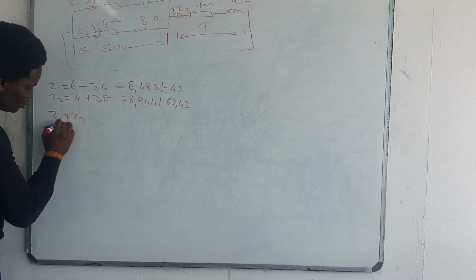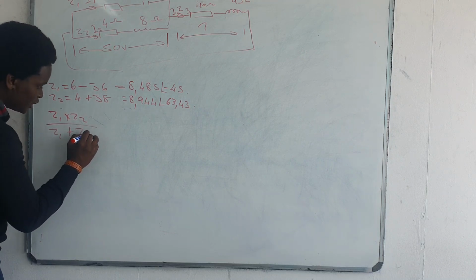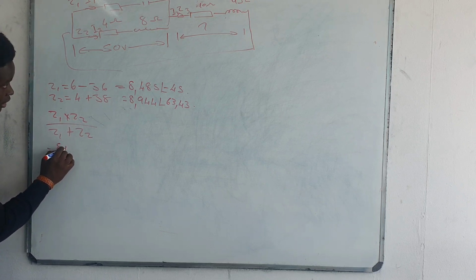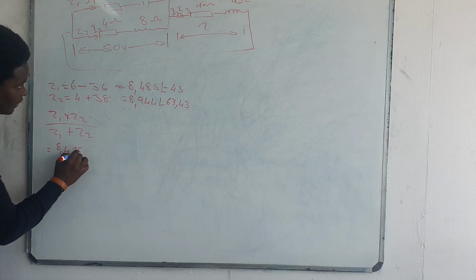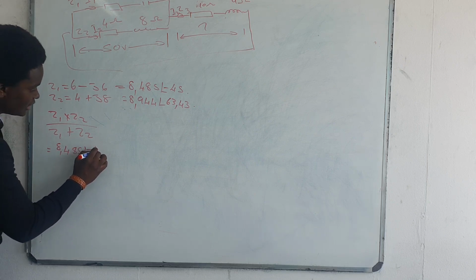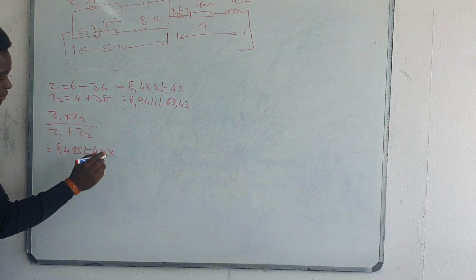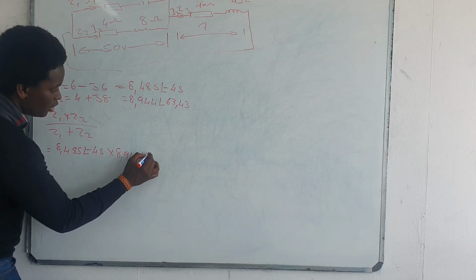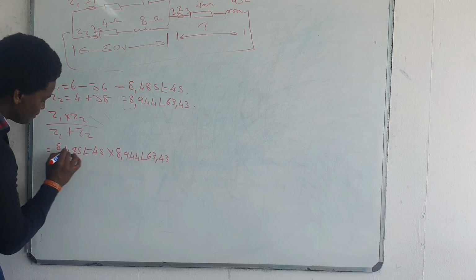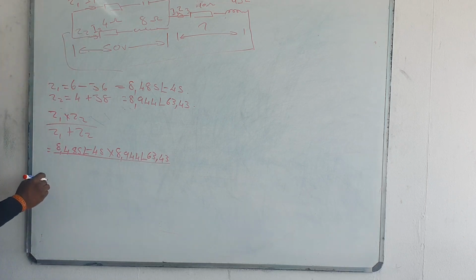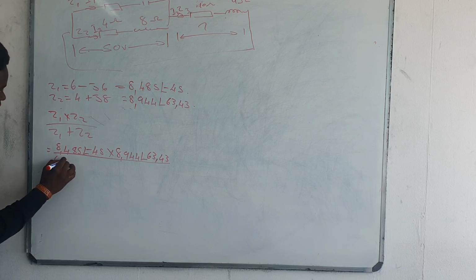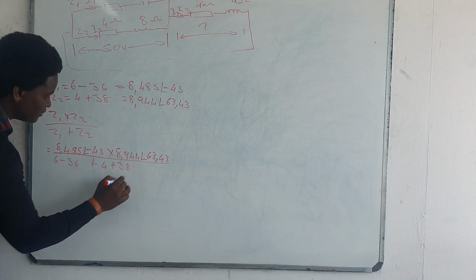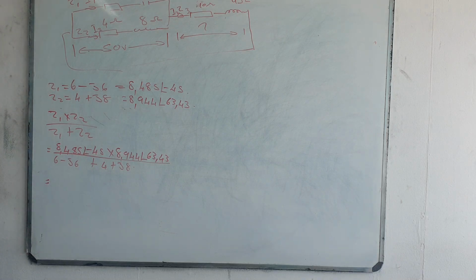Z1 times Z2 divided by Z1 plus Z2. That would be equal to 8,485, that's an angle of negative 45. All of it is multiplied by Z2, which is 8,944 at an angle of 63,43. Everything is divided by, now this part is 6 minus J6 plus 4 plus J8. Now let's do it together.